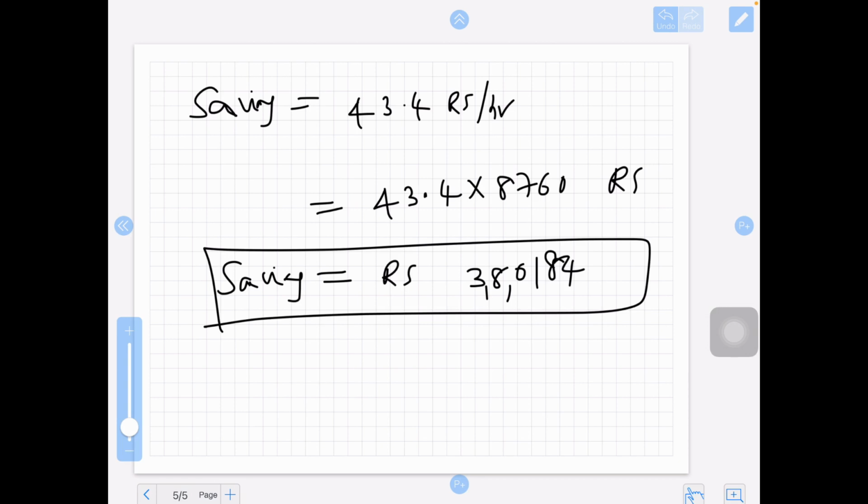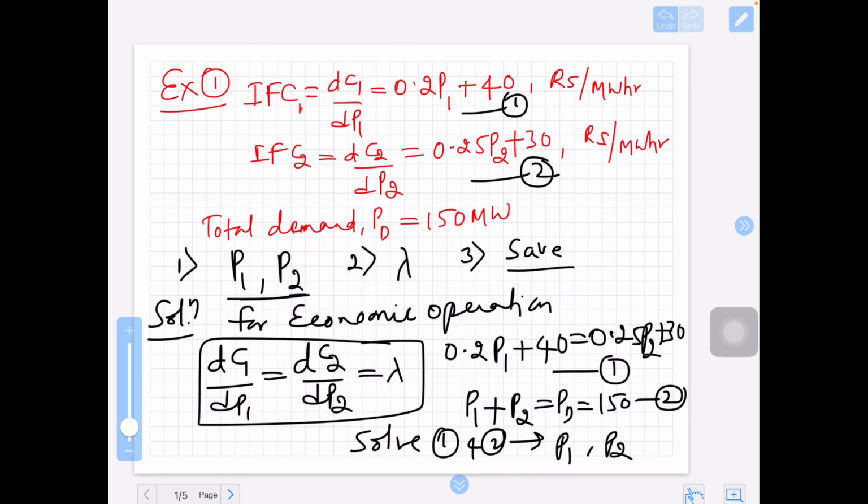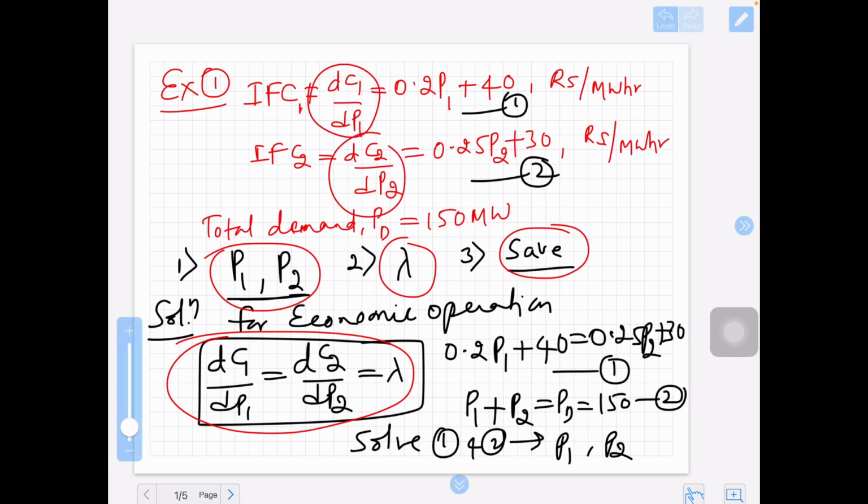I think you understood this. Once again, I'll add the recap. They give two incremental cost equations and the total demand. They are asking us to find the values of the economic generation, lambda (the incremental fuel cost), and how many rupees you will save. For that, we have this condition for economic load dispatch: we equate the incremental fuel cost of the two equations, and we know the equality constraint that P1 and P2 added should be equal to PD. So two equations, two unknowns, you can find P1 and P2.